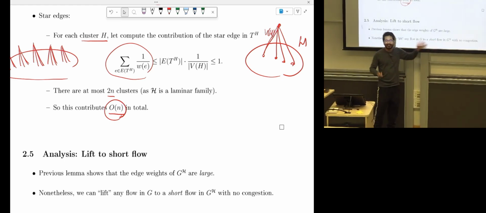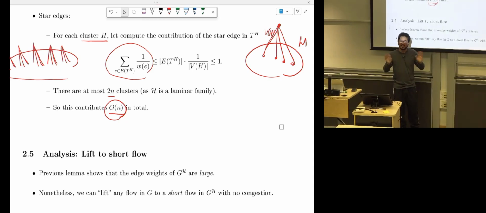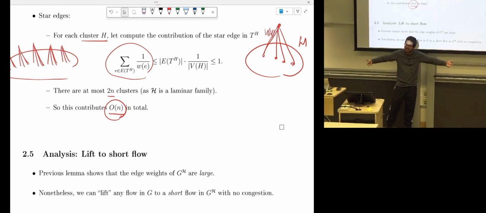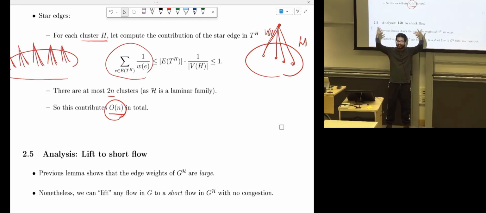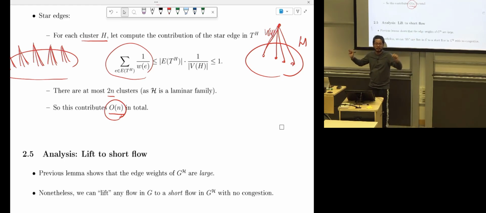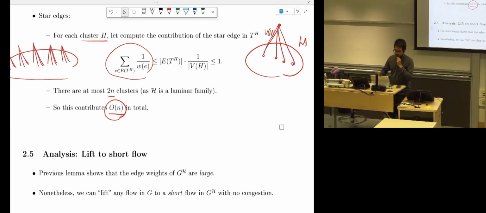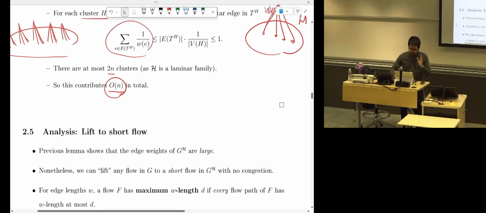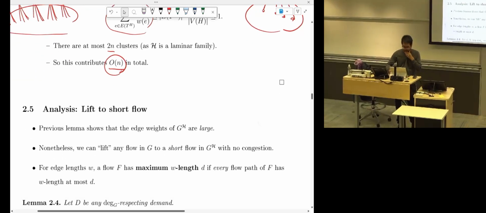If I assign weights to be all 0, getting a short flow would be trivial. But the weights are actually large, and I can still show how, given some flow that is long in the original graph, I can lift it to the shortcut graph, and it's actually short now, although the weights are large. Okay, so let me formalize this.